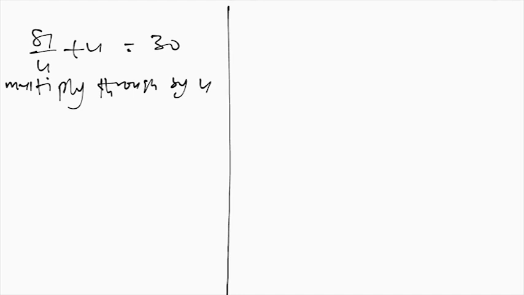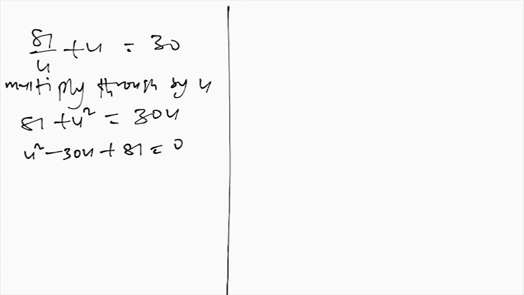So if we do that, we have 81 plus 2 squared equals 30. If we bring all of this together, this is equal to u squared minus 30u plus 81 equals 0. If we factorize this, we know that the factors will be minus 27 and minus 3. So this will give us u squared minus 27u minus 3u plus 81 equals 0.